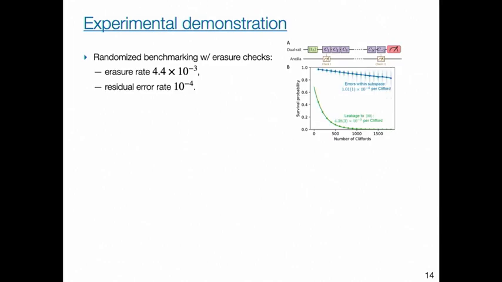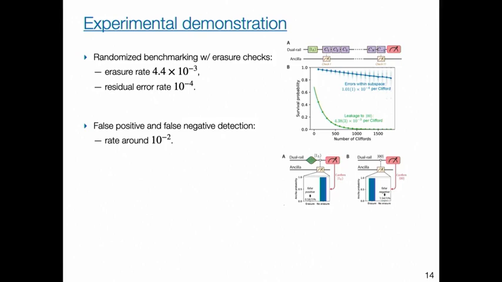So we need to demonstrate the large erasure bias. We did it by using single qubit randomized benchmarking. We see an error rate of 0.4%. And when we post-select on no erasures, we see the residual error rate within the qubit subspace to be on the order of 10 to the minus 4. So we show that there's a large bias of around 40.